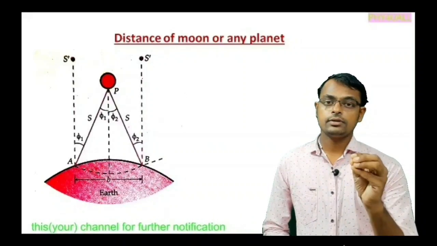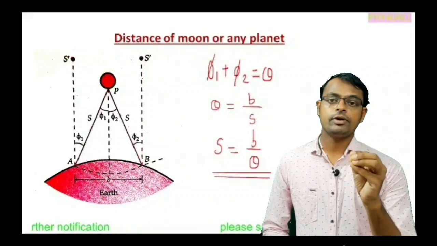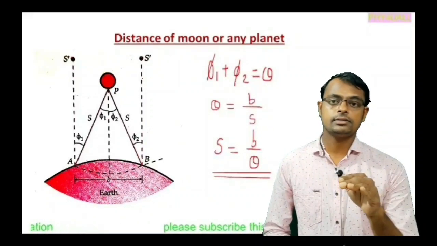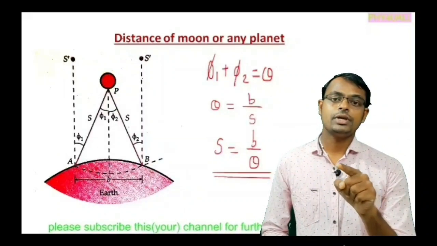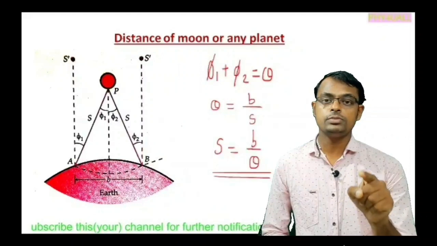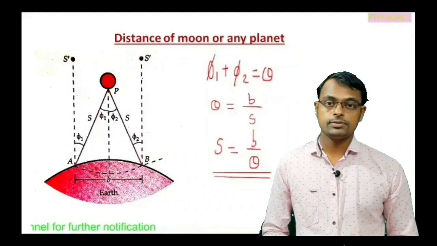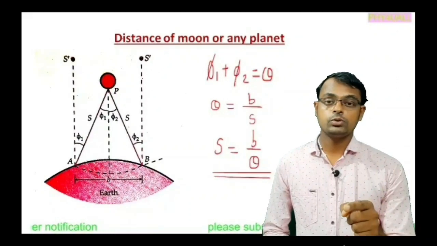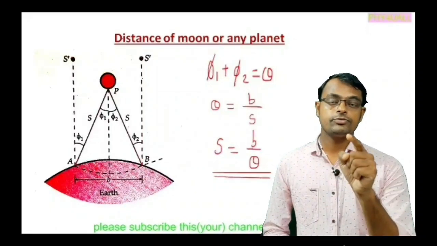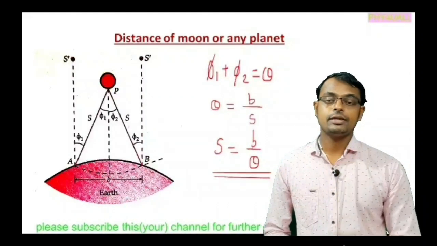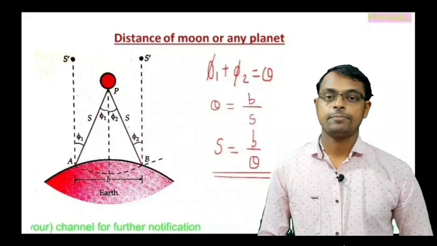By using the plane angle formula, theta is equal to arc length divided by radius. Here, what is the arc length? We are taking a very distant object, right? So the arc length is almost A to B, the distance between the two observing points on the earth's surface. A to B is known to us, and the angle is also known. So theta is equal to B by S, where S is the distance from earth to the moon, and S can be calculated: S is equal to B by theta. I hope it is clear.